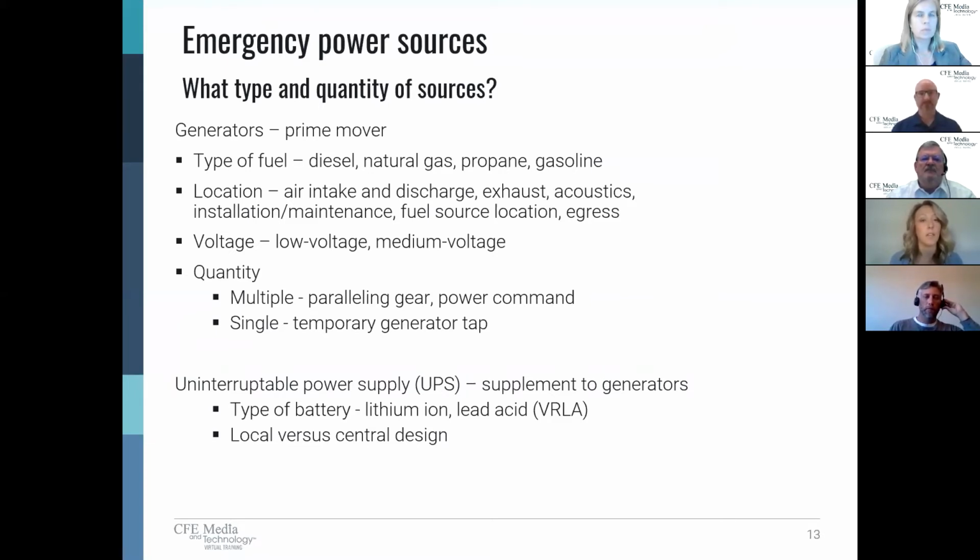Next thing to consider is location. This one's probably the most important. Generators can be located indoors or outdoors, and there's a lot of different items to consider when you are locating your generators.